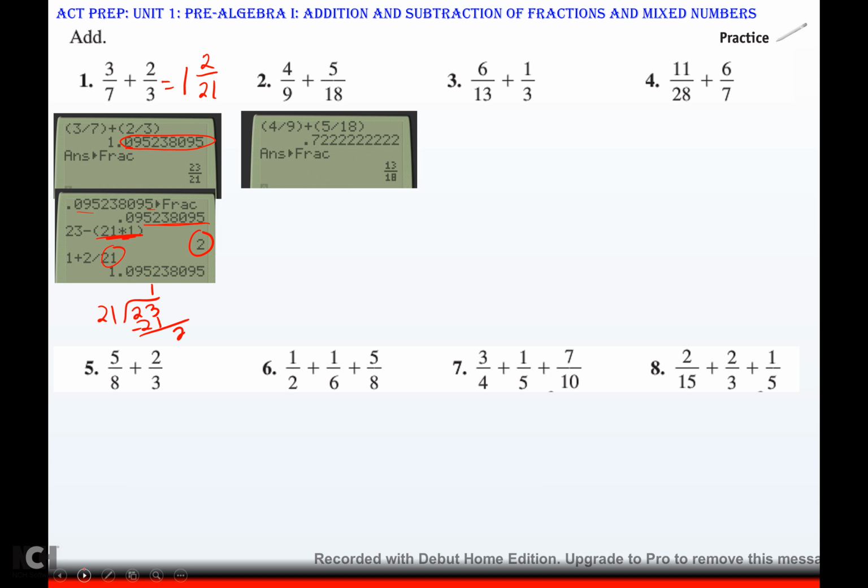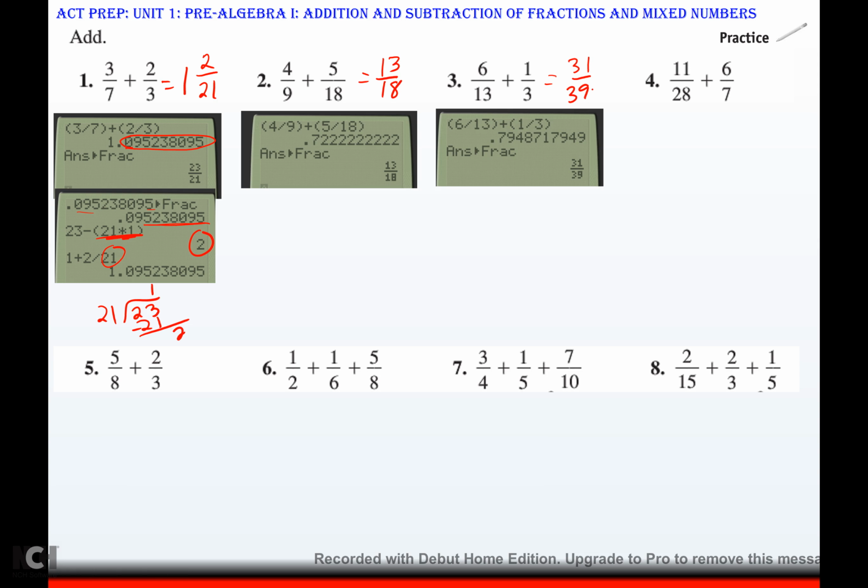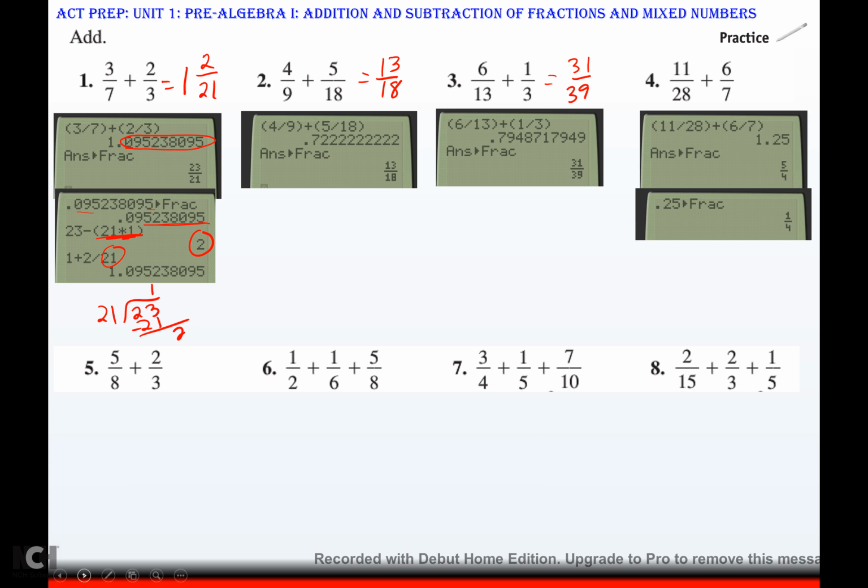Okay, 2, check your answer. You should just get 13 over 18, which is fine. There's nothing else. The top is smaller than the bottom, so we're good. 3, you should get 31 over 39, which is proper, so we're good. 4 is not proper. When you type it in, you get 1.25, which means 1 and 0.25 left over. So I turn 0.25 into a fraction, and that gives me my 1 1/4.